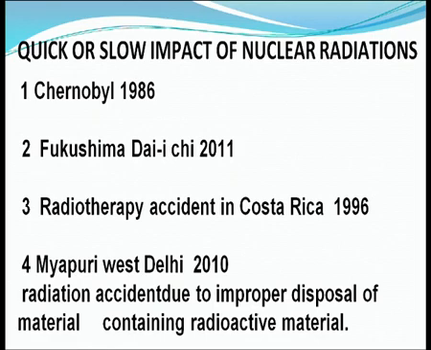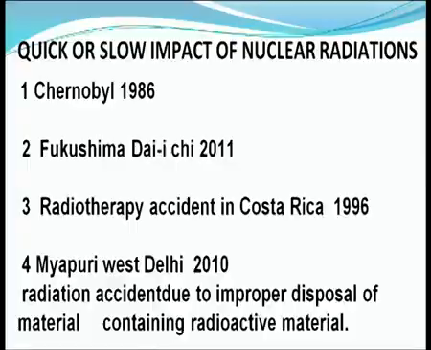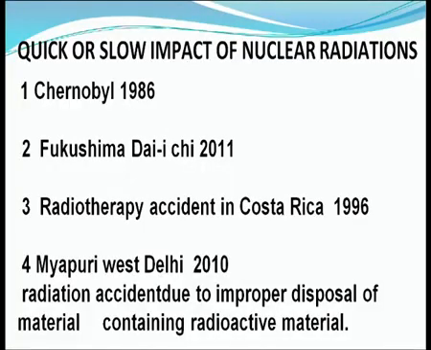We are familiar with the names of Chernobyl in US and Fukushima Daiichi, this was more recent, caused during the tsunami in 2011, and there was massive disruption in spite of the fact that precautionary measures were in place. But the third and the fourth point, the radiotherapy accident in Costa Rica that occurred in 1996, is a reminder that even radioactive treatments that are given often, that is nuclear therapy as we commonly call it, can go wrong at times and cause damage.